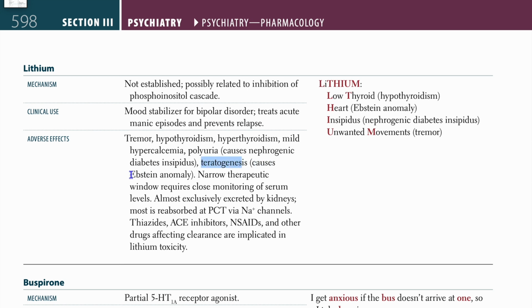Teratogenesis causes Ebstein anomaly. Narrow therapeutic window requires close monitoring of serum levels. Almost exclusively excreted by kidneys. Most is reabsorbed by the PCT via Na channels. Thiazides, ACE inhibitors, NSAIDs, and other drugs affecting clearance are implicated in lithium toxicity. With lithium, you have low thyroid, so hypothyroidism, heart, Ebstein anomaly, nephrogenic diabetes insipidus, and unwanted movements, so tremor.